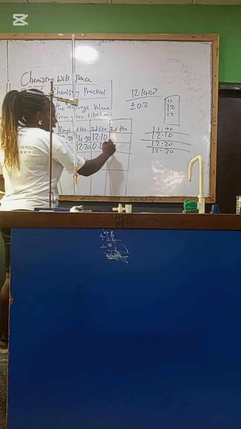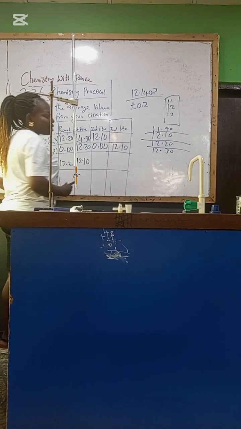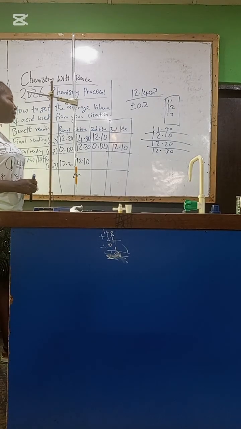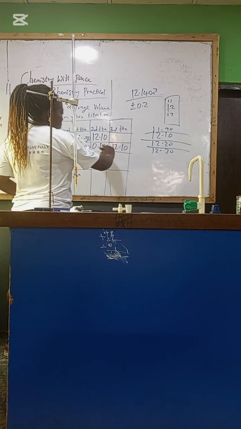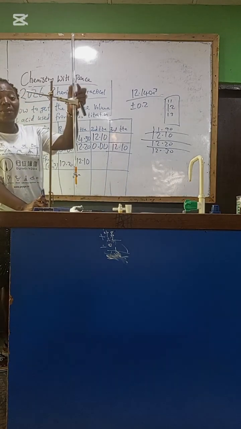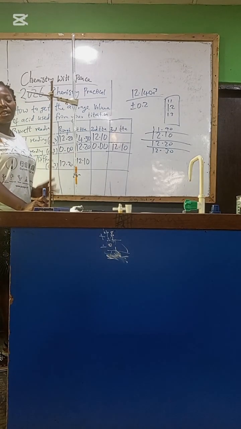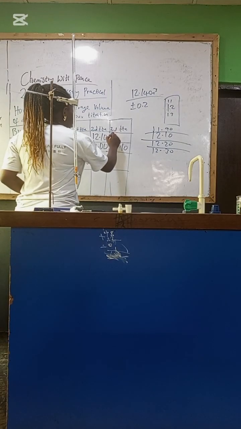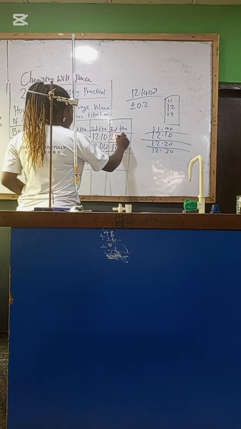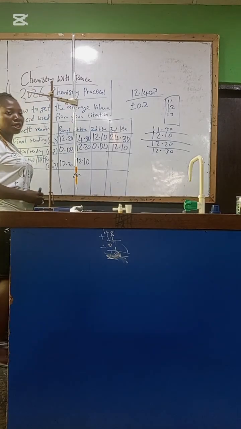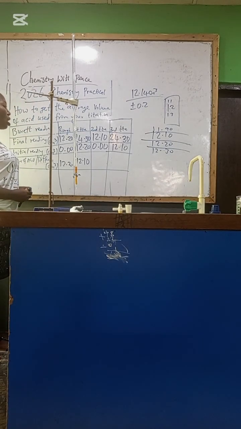So the next one, my initial is at 12.10, and then I will decide to titrate again. In my titration, as I'm titrating from that 12.10, the color decides to change at 24.20. Okay, let me make it 24.30. At 24.30. So this is what I finally got.